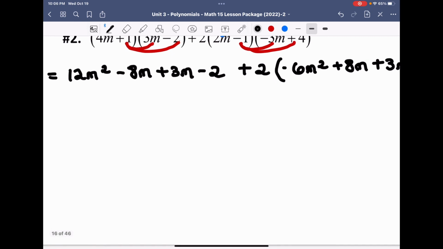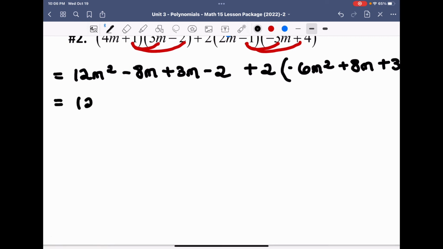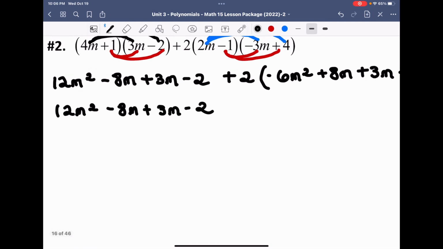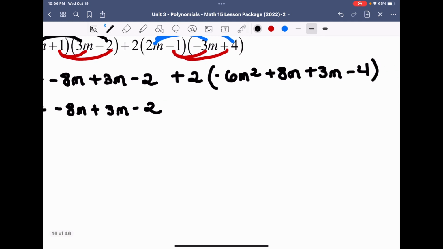So if I rewrite my statement out, this is equal to 12m squared minus, or I should combine these, I guess. If we're at this point, maybe I'll leave it. Negative 8m plus 3m minus 2. And now I'm going to take that 2 coefficient and multiply it into everything. 2 gets multiplied to the 6, to the 8, to the 3, and to the 4.